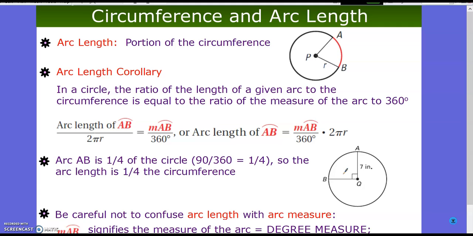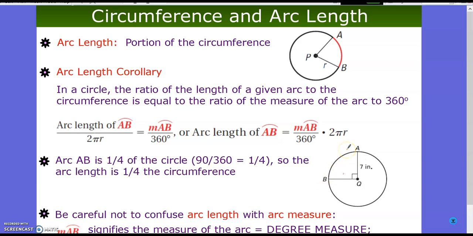So we have arc AB is a quarter of the circle. A quarter of the circle is going to be 90 degrees. So if I take a look at this portion, it's 90 divided by 360, which is 1/4. So therefore, our arc length is a quarter of the full circumference.